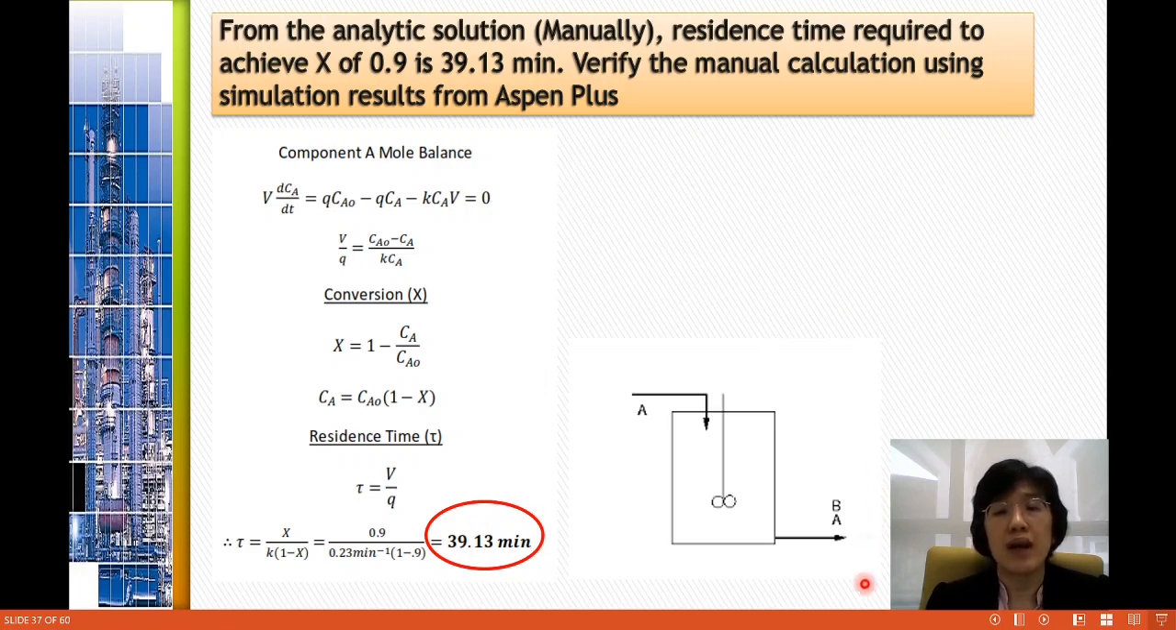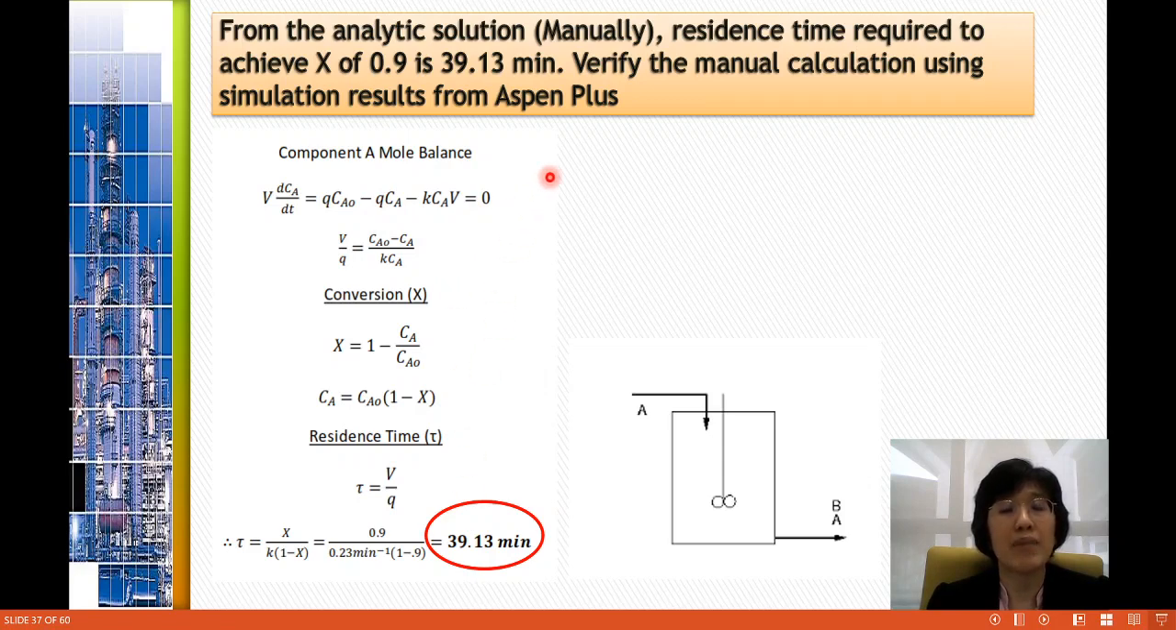So your task now is to perform the simulation using Aspen Plus and verify this number. This one I will leave it to you. The approach used is actually the same as the one you learned in CRE 1. It is just the mole balance equation for CSTR here. Instead of V naught, they have actually used Q as the volumetric flow rate. So you can change Q to V naught if you are not familiar. But everything is the same.